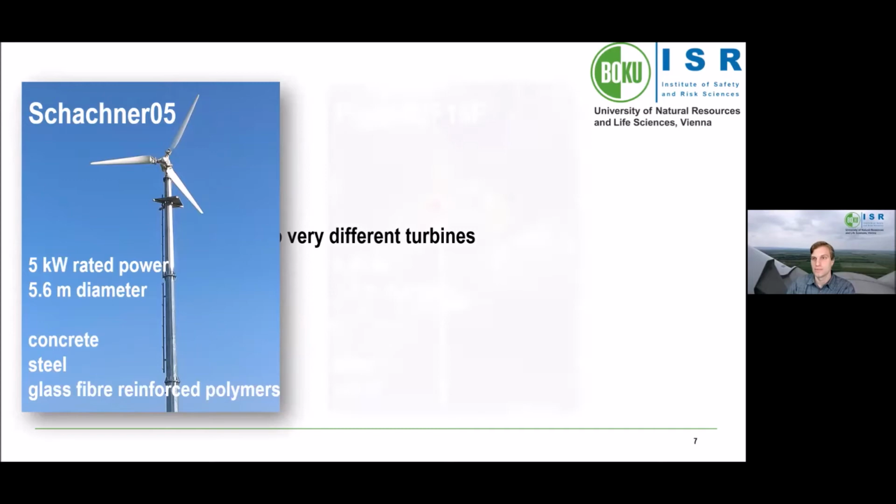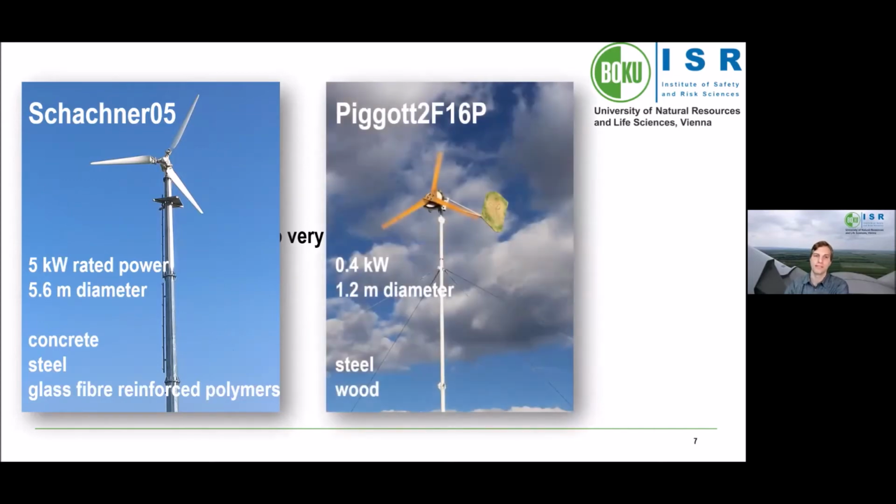And we have a Piggott turbine, so it's a self-made turbine. As mentioned, we own one, so a small 400 watt turbine. Actually, we rated the generator at 600 watt, but we didn't ever get more than 400 out of it. So let's say a 400 watt turbine with 1.2 meters diameter, mostly steel and wood.